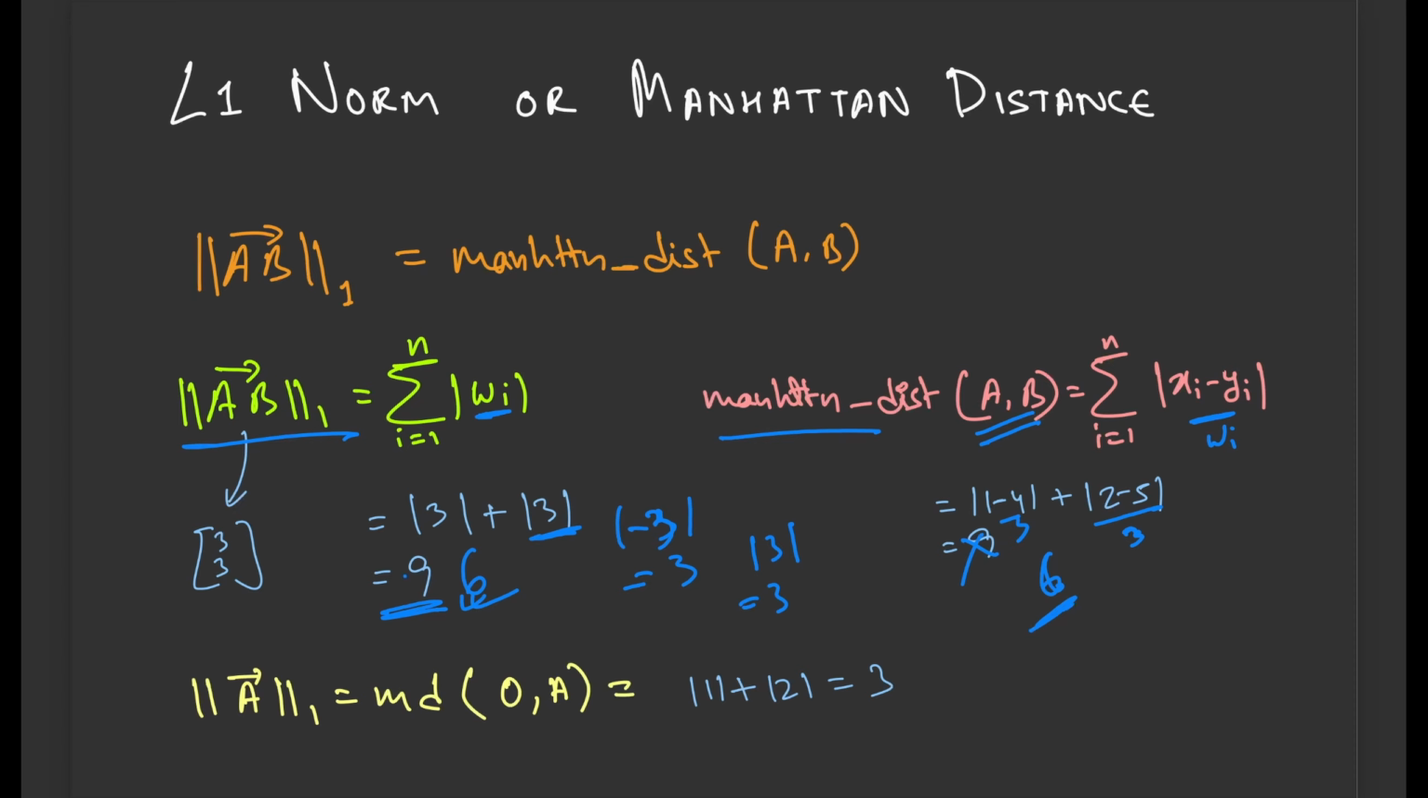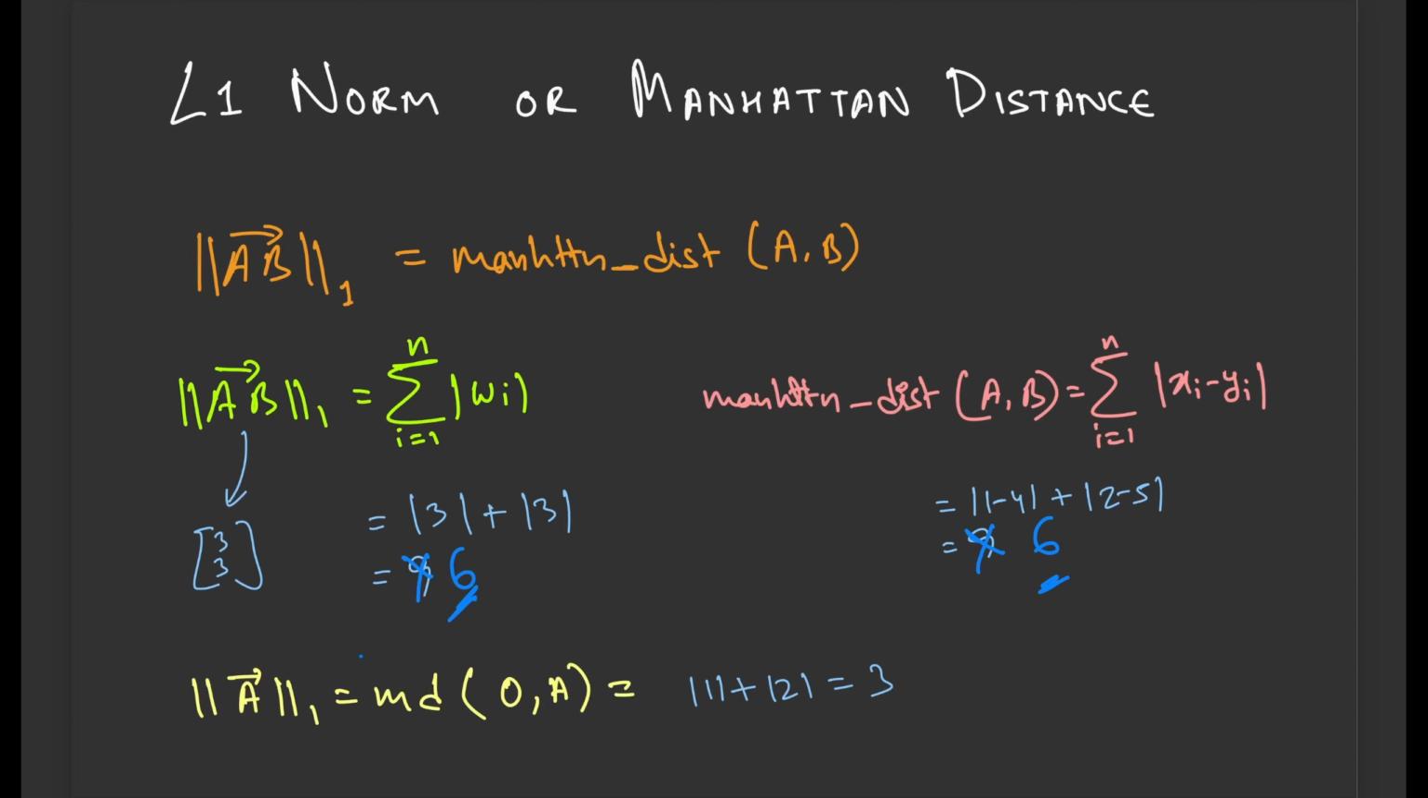So basically, let me just cross this. So this is 6. Okay, let me cross this 6. This is 6. So the L1 norm of vector AB is 6, and the Manhattan distance between point A and point B is 6. So both of them are the same. And the formula is pretty straightforward. Here we are taking the absolute value, and there we are taking a square and then taking a square root of the whole thing in Euclidean distance.